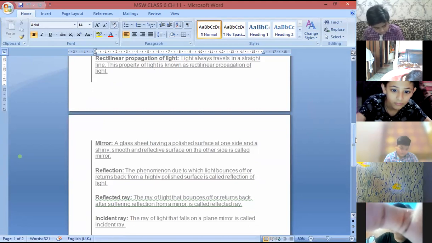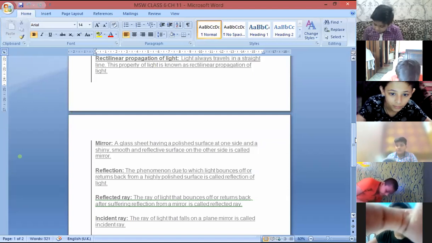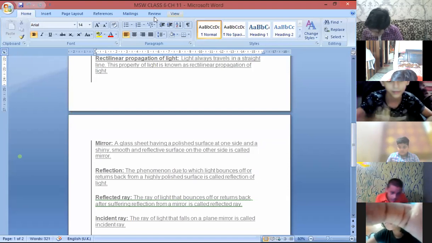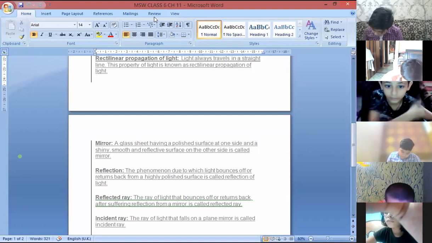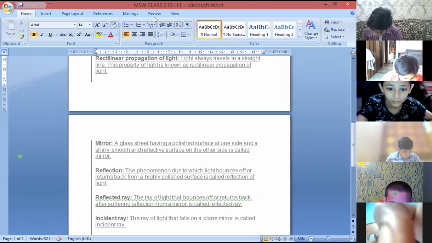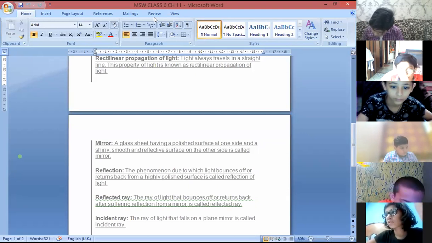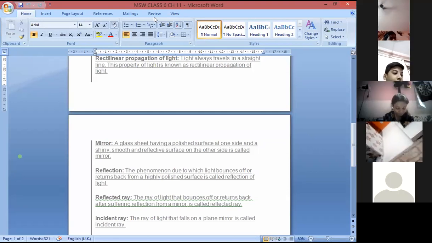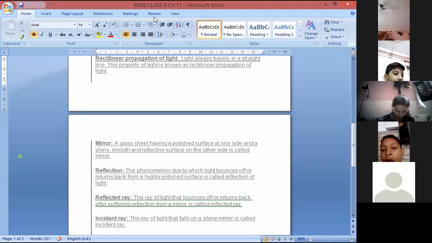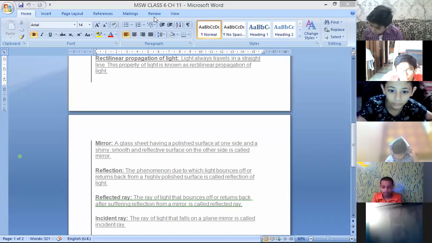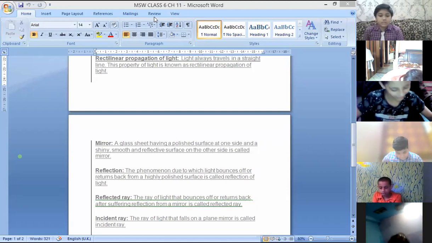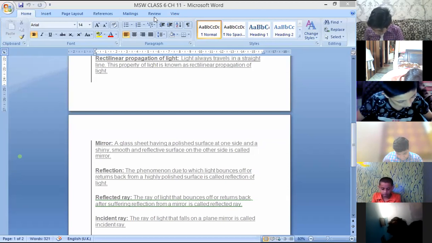Next word is mirror. Every day you stand in front of the mirror. Do you stand in front of the mirror? An object which reflects the light. Yes, a mirror is an object which reflects the light. Okay, Chitra, tell. That shows the light traveling along a straight line and getting reflected from a mirror. Light travels in a straight line and that is shown by the mirror. Light always travels in a straight line.